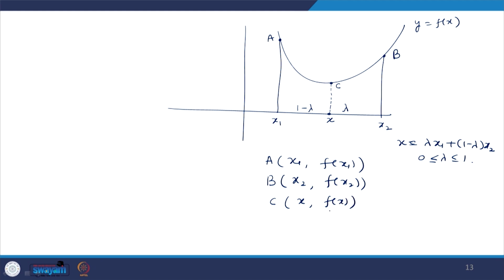And what is x? x is a convex combination of x1 and x2, that is lambda x1 plus (1 minus lambda) x2. Now, if you draw this chord AB, and you extend this line up to this chord, then suppose this point is D. Now, these three lines are parallel, all making a 90-degree angle with the x axis. So, the ratio which is here, the same ratio will be here.